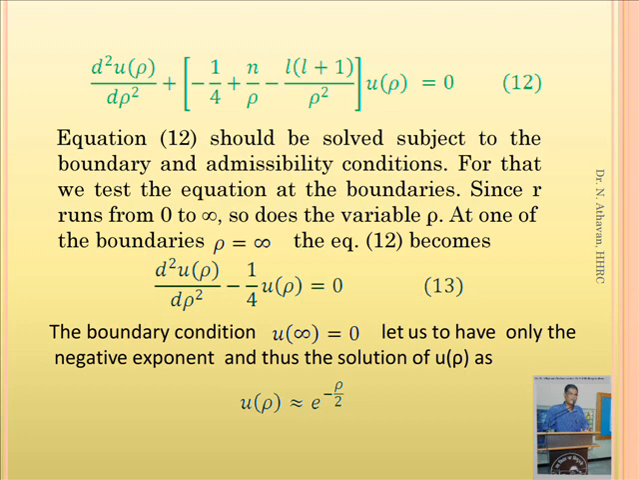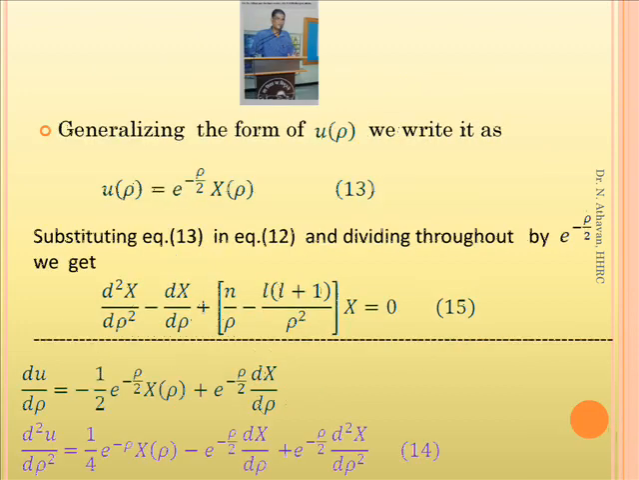Therefore, we have the solution in the form e power minus rho by 2 for the function u of rho. So that is for the boundary at rho is equal to infinity. So if we have the general form of u of rho, that is if we write u of rho as e power minus rho by 2 into x of rho, in which e power minus rho by 2 will take care of the boundary condition at rho is equal to infinity, and x of rho as usual will be expanded in the form of an infinite series.